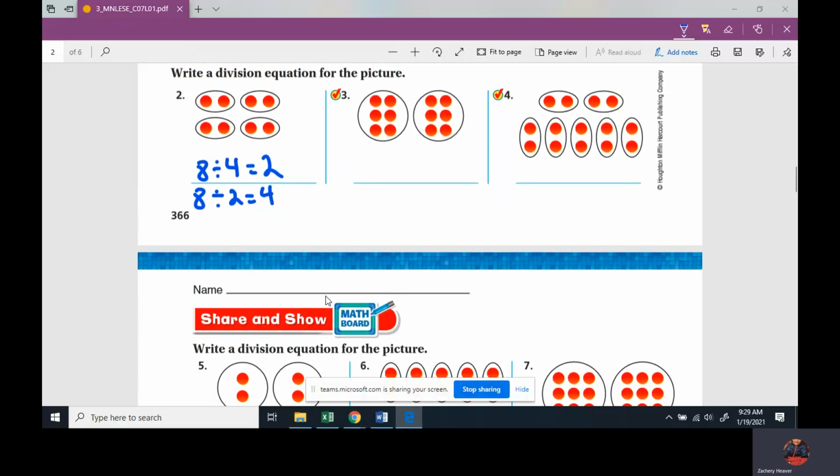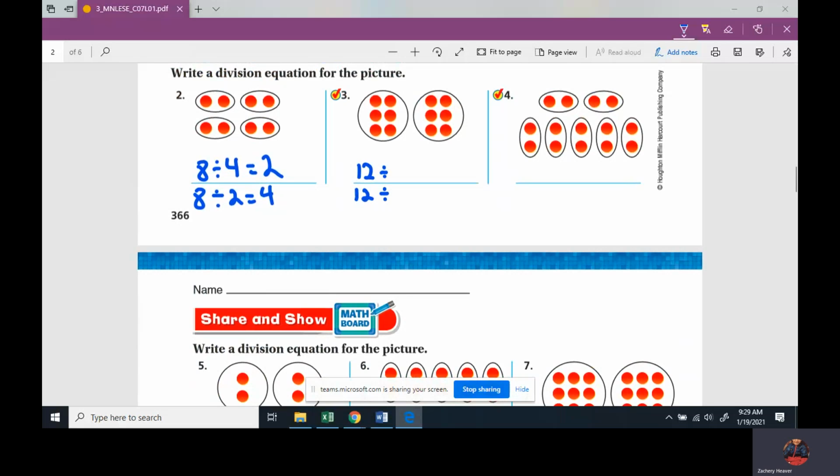Aubrey, what's our total number for number 3? 12. So that's gonna be our biggest number. So let's do 2 problems. 12 and 12. Who can figure out the first one? Or just figure out one of them. What do you got, David?